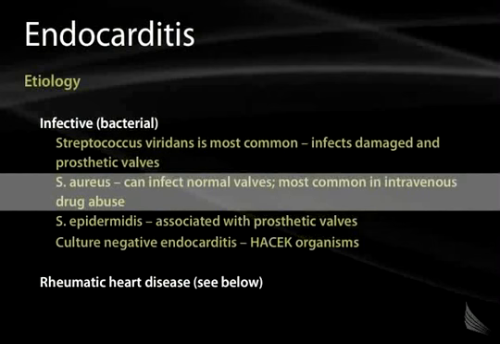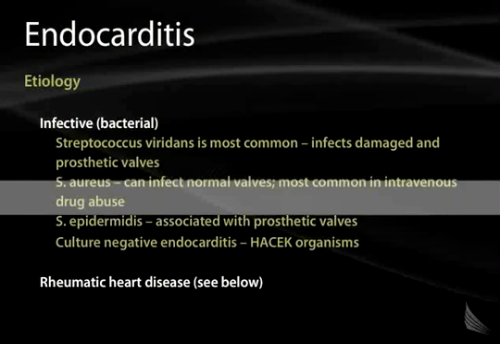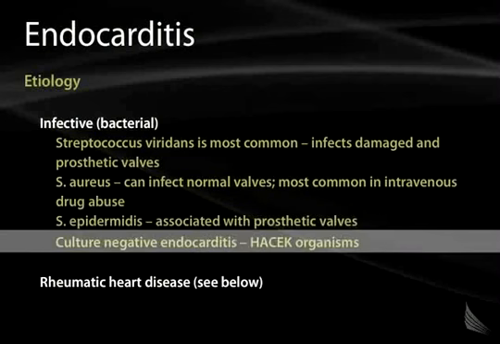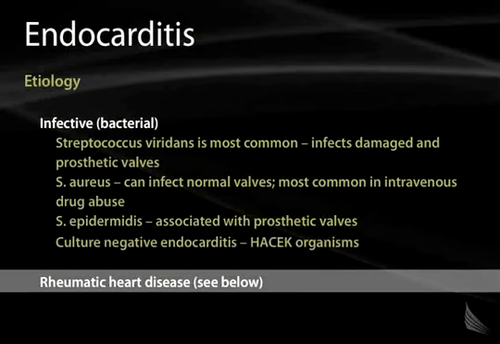Staph aureus is becoming a more and more common agent to cause endocarditis. It can infect normal valves, and it's most common in IV drug abuse. Staph epidermidis is associated with prosthetic valves. And then you can also have culture-negative endocarditis caused by the HACEK organisms. Rheumatic heart disease, which we'll discuss further, can also lead to endocarditis.